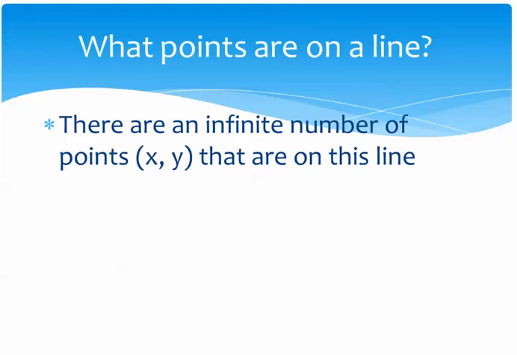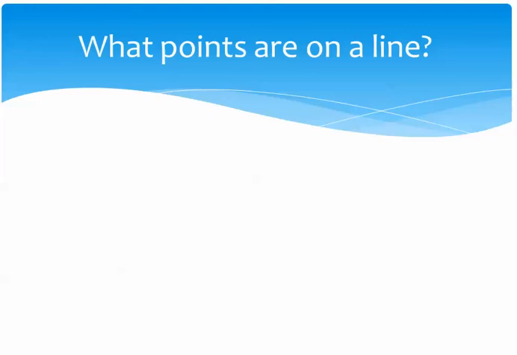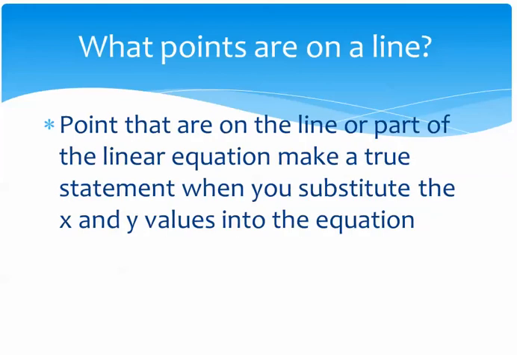So there's an infinite number of points of x and y that are on this line. There's also a whole bunch of points that are not on this line. I could have graphed a whole bunch of points that weren't part of this line. So the way that you can tell which points are on the line is that they are x and y's that, when you substitute them into the equation, make a true statement.